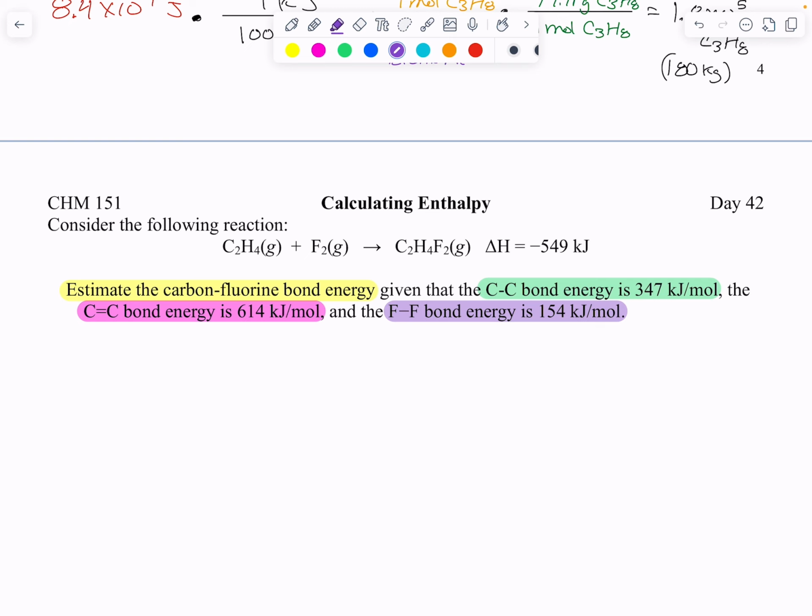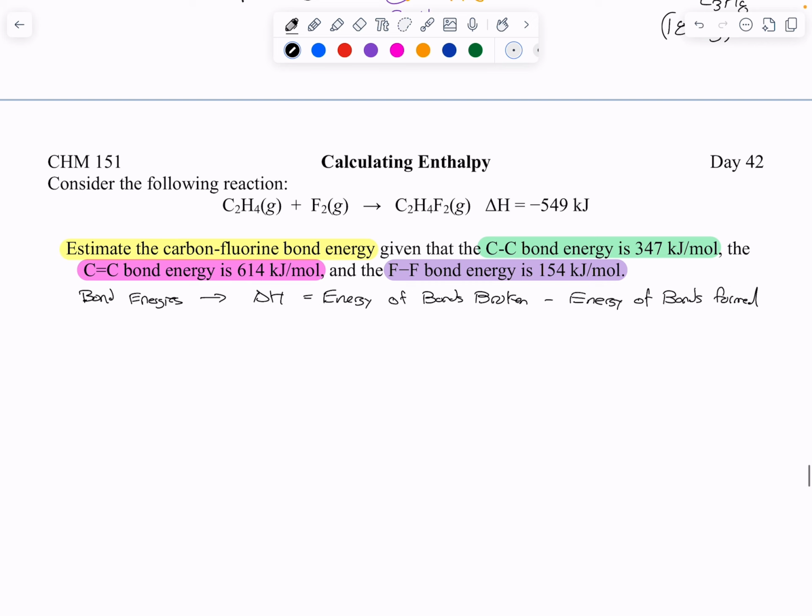And so for bond energies, if you think about it, remember, delta H can be approximated to the energy of bonds broken minus the energy of bonds formed. So bonds broken minus bonds formed. So we got to figure out what's going on here.